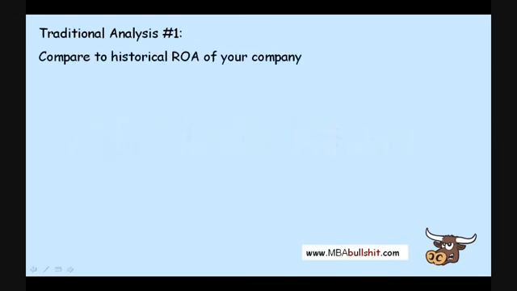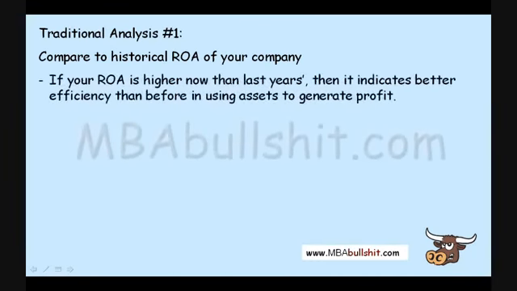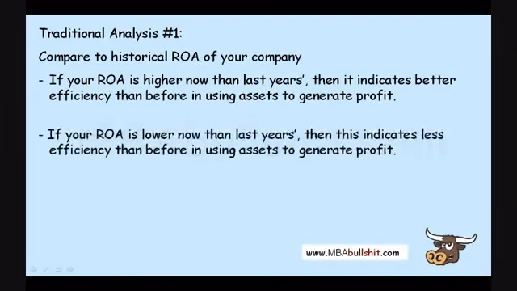Now let's analyze. How would we analyze the company traditionally using ROA? First is to compare to the historical ROA of the company. It might not necessarily be your company; it might be your client's company or a company that you're thinking of investing in. If the ROA is higher now than last year's, then this indicates better efficiency than before in using assets to generate profit. If the ROA is lower now than last year's, then this indicates less efficiency than before in using assets to generate profit.